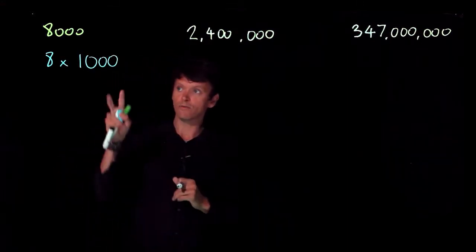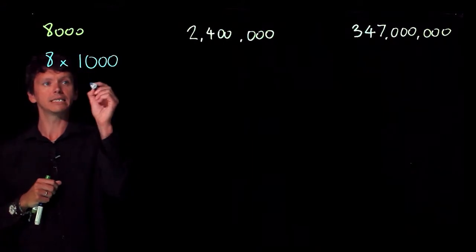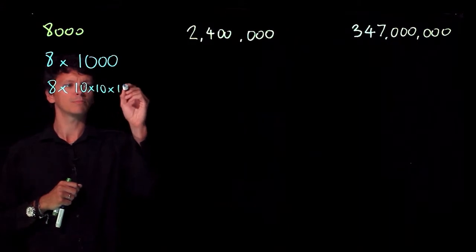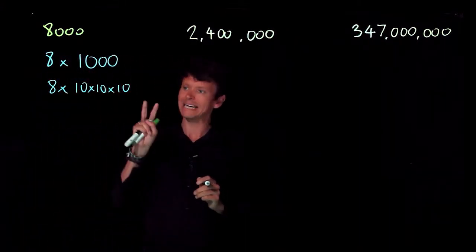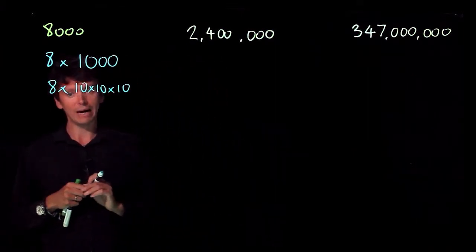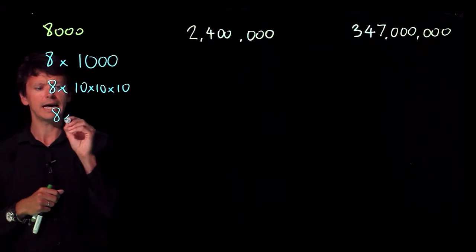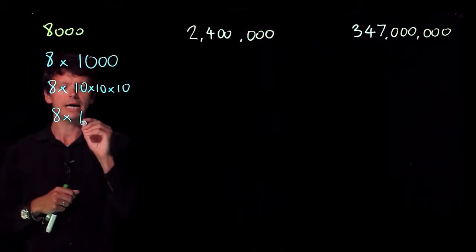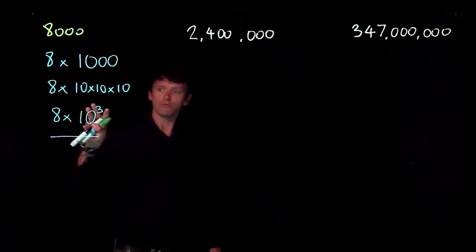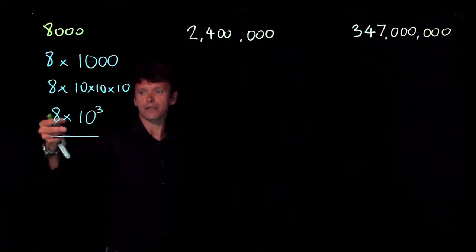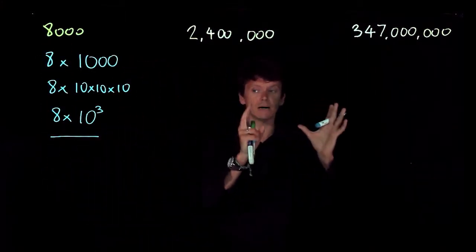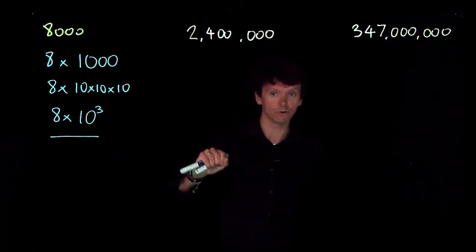From a previous video, we've already seen that 1,000 is 10 times by 10 times by 10. And if we look at our index notation, using the index or the small power notation, then we know that that is 8 times by 10 to the power of 3. So that's a really neat way of writing 8,000. Probably doesn't save you that much ink actually, but when we start to look at much bigger numbers, we'll see why this concept is really useful.